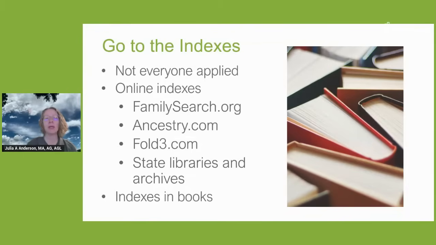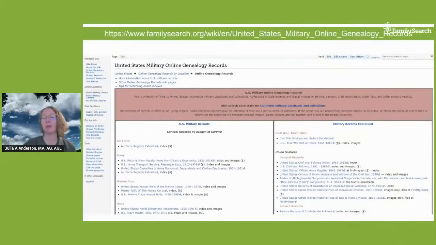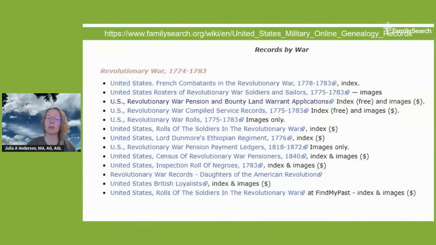I find that one easy way to access the indexes is through the Family Search Research Wiki. The page entitled United States Military Online Genealogy Records has links to many different collections which are separated by conflict. For example, the section on records of the Revolutionary War includes a link to U.S. Revolutionary War Pension and Bounty Land Warrant Applications Index on Family Search. Of all the records in this list, this is the one that refers to a pension index.